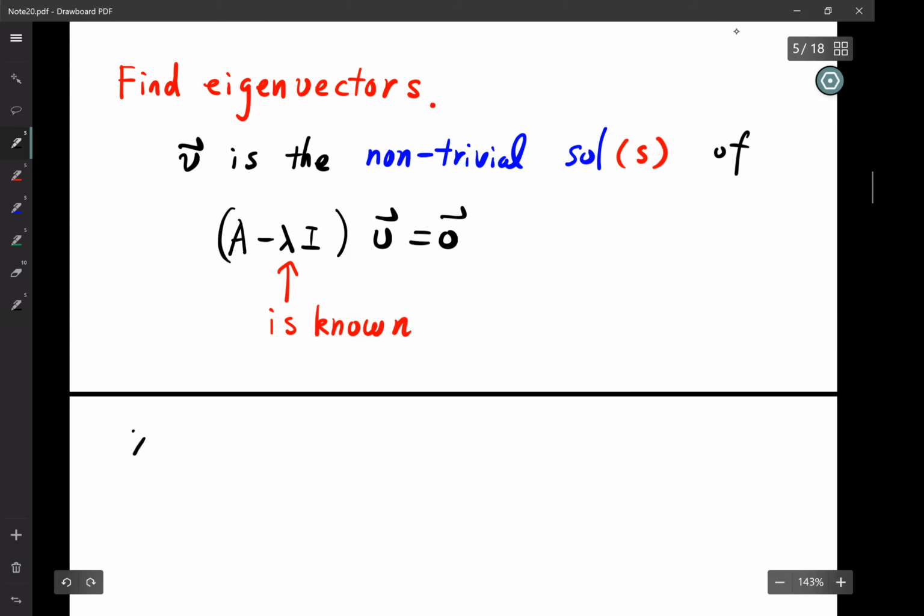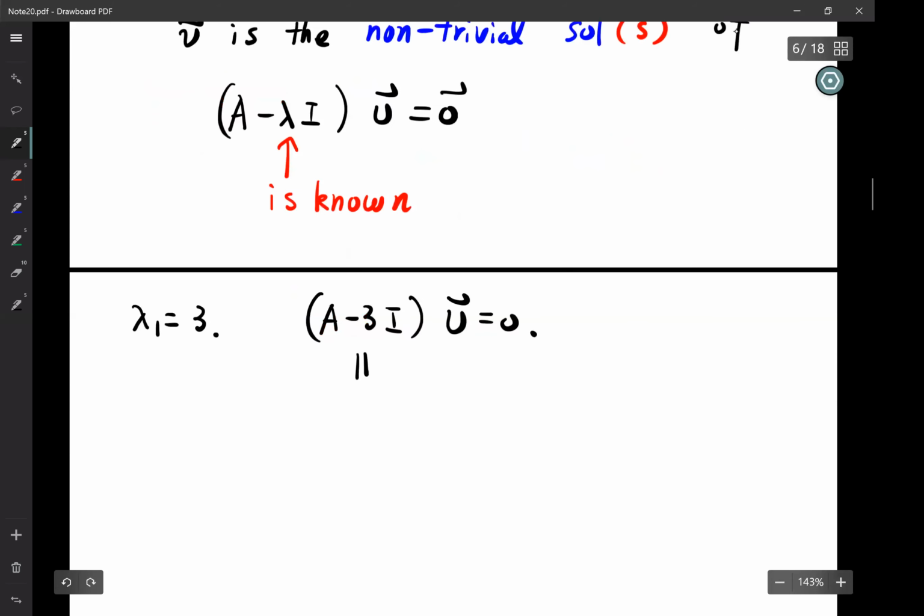Let's say for lambda 1 equal to 3, I want to solve which equation? So it's A minus lambda I. A was 1, 2, 2, 1. And so this is A minus 3I, V equal to 0. So this is a very well-defined matrix, minus 2, 2, 2, minus 2. So this is A minus 3I, and V equal to 0.